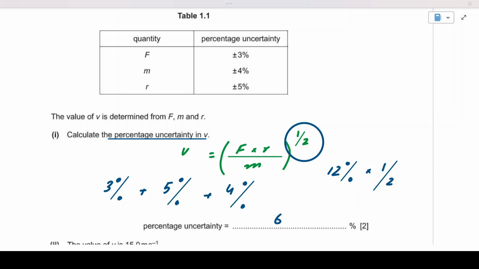So very popular question, nothing new. A very standard question. Common mistake is students forget the power. They add all these percentages, but they forget to deal with the power. Anyway, let's move on to the next one.